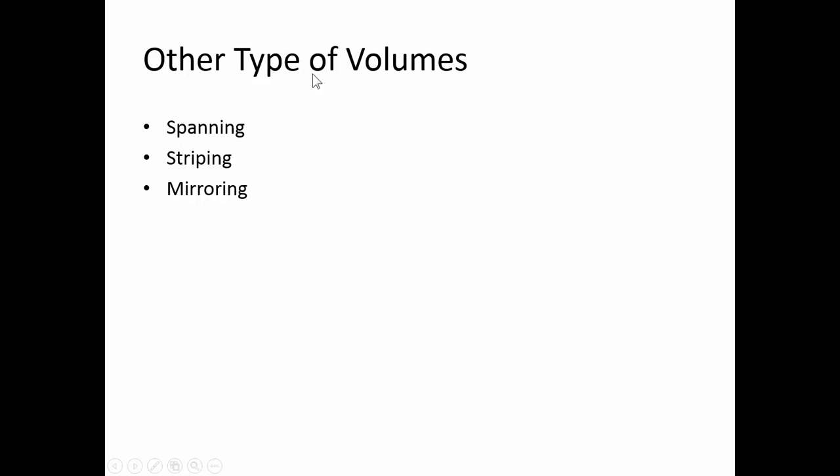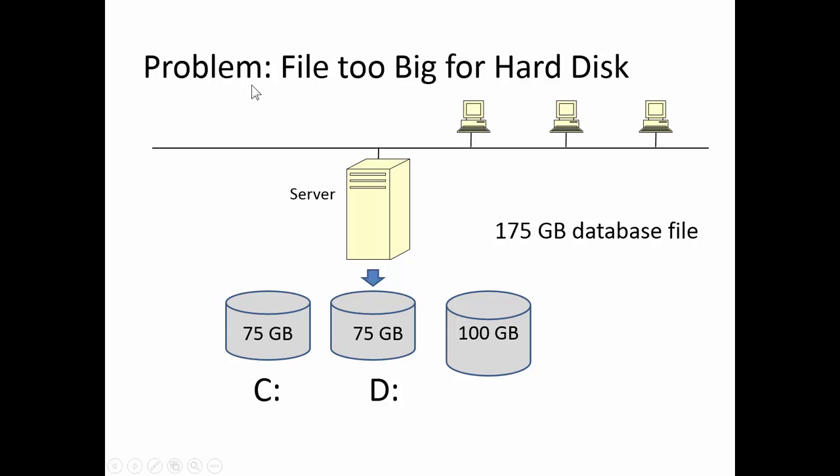Now, let's look at other types of volumes, such as spanning and striping and mirroring. We will start out with spanning. Suppose we have the following problem. We have a 75 gig hard disk and a 75 gig hard disk and a 100 gig hard disk, but we have a database file which is 175 gig in size. So it won't fit on any one of our hard disks. So what we can do is we can implement spanning.